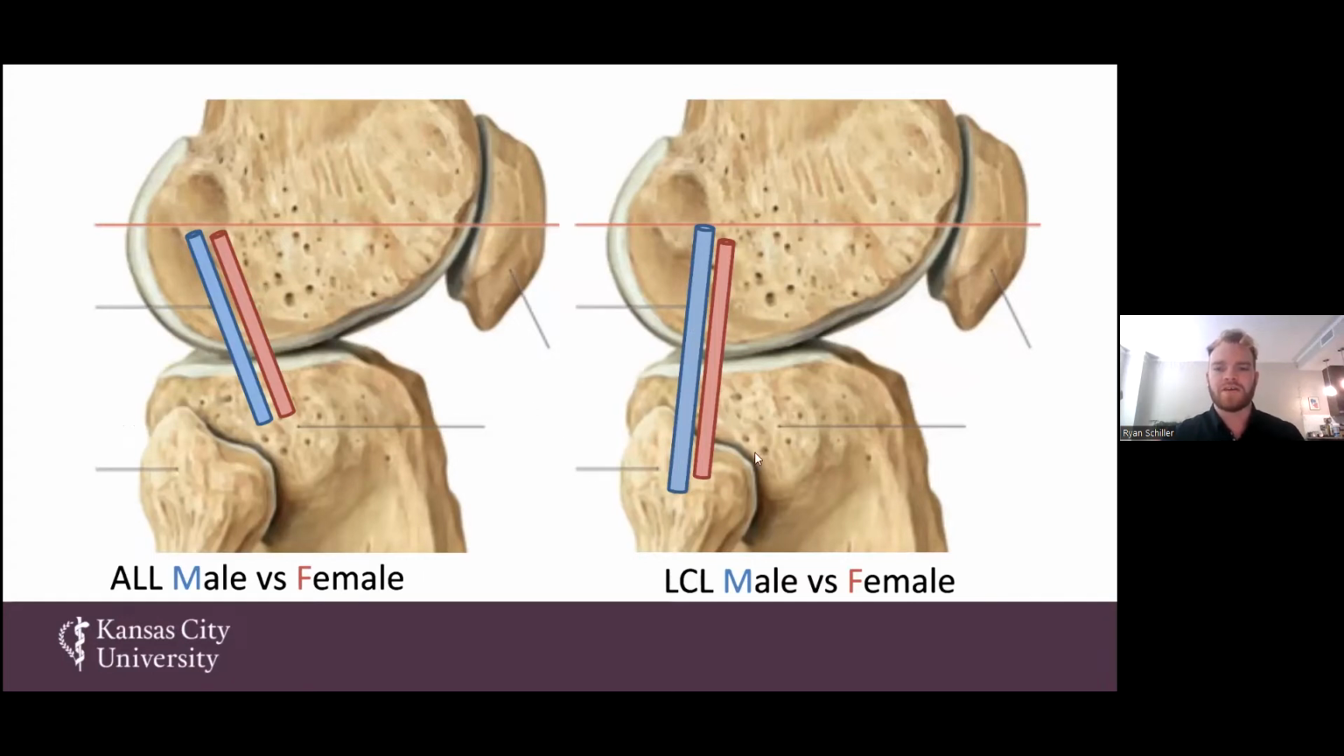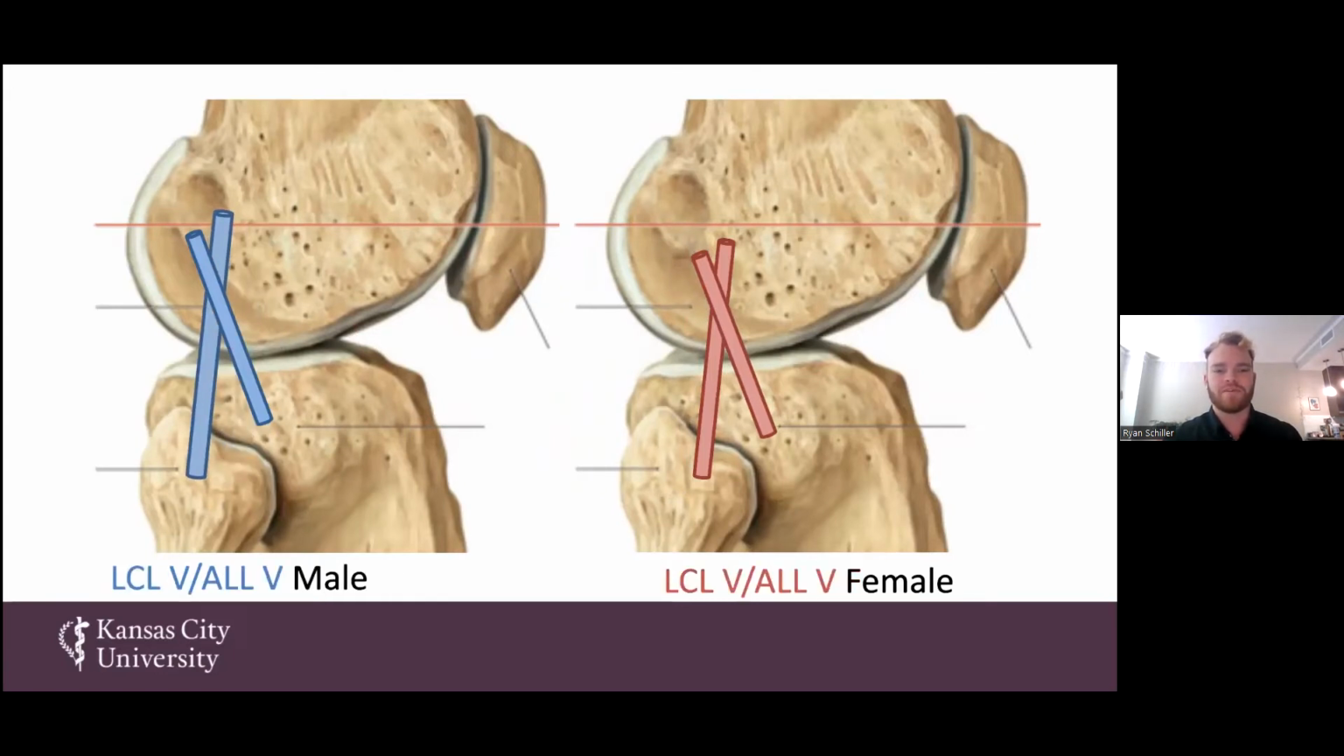However, for the LCL, the males were significantly larger in every measurement: longer, wider, and thicker. So when you have the two next to each other, you can see here how much bigger the male LCL is in comparison to the female. And when we move these ligaments to do the relational aspect between the two, you can see how much of an impact that difference in the LCL had when we relate it to the other ligaments as part of that lateral rotatory complex. So the males had nearly double LCL volume in relation to their own ALLs and ACLs than the females did.